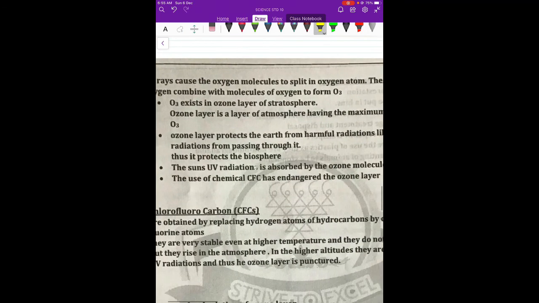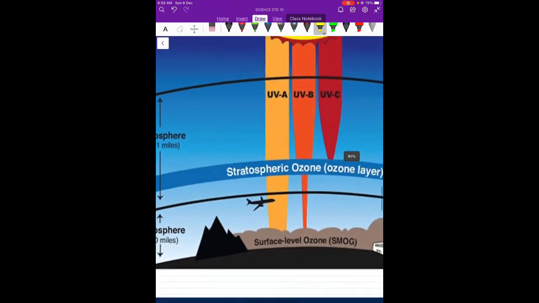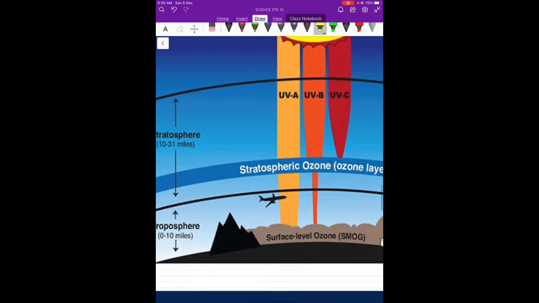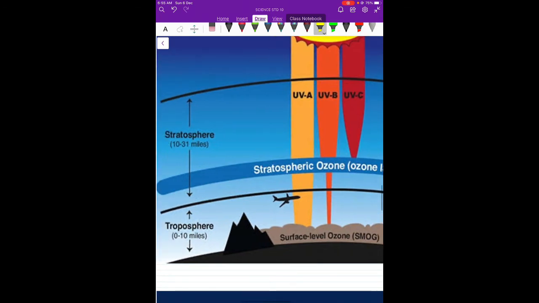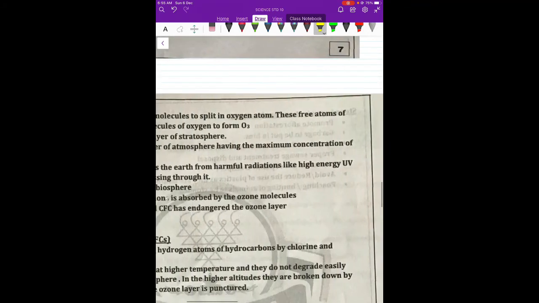So what is ozone and where is it formed? We will see this is the surface level. At 0 to 10 miles we have the troposphere, above which we have the stratosphere. Now in between the stratosphere you have a layer of ozone. Now what does ozone actually do? If you can see, these are the radiations of the sun. There are 3 types of very dangerous radiations: UV radiation A, B, C. If you can see, they are filtered, they are stopped by the ozone layer.